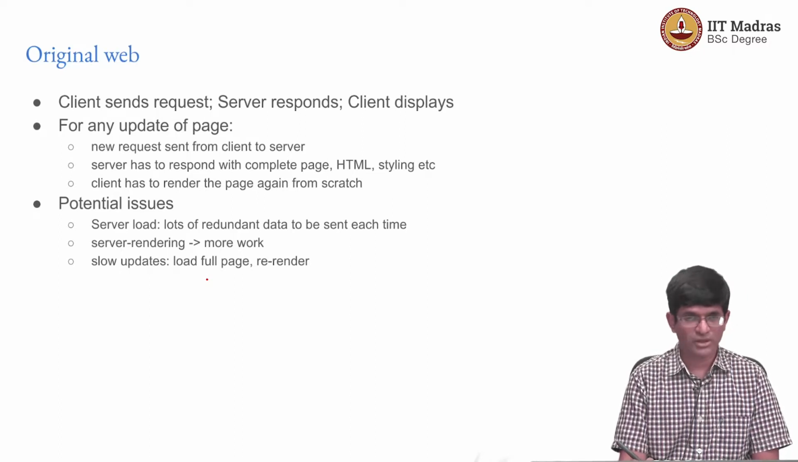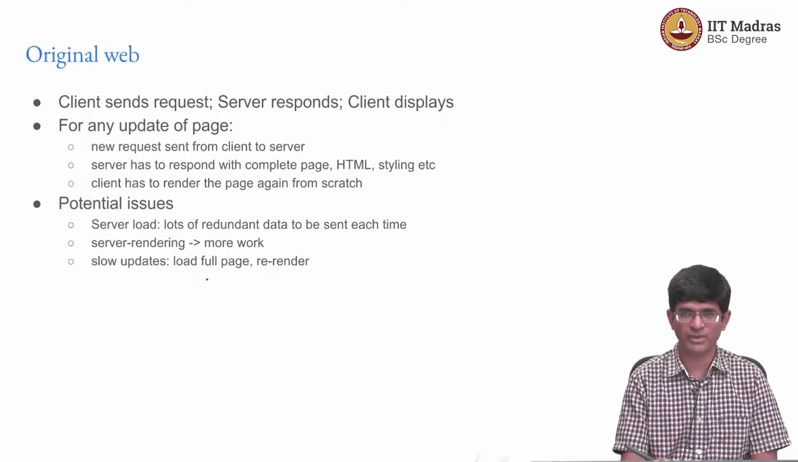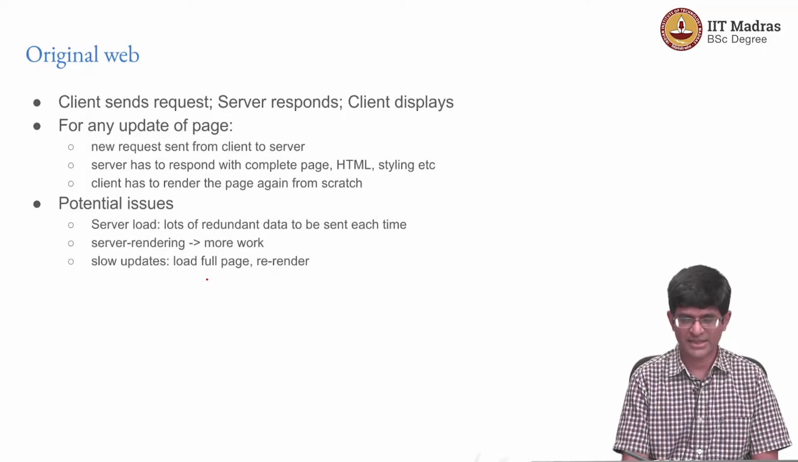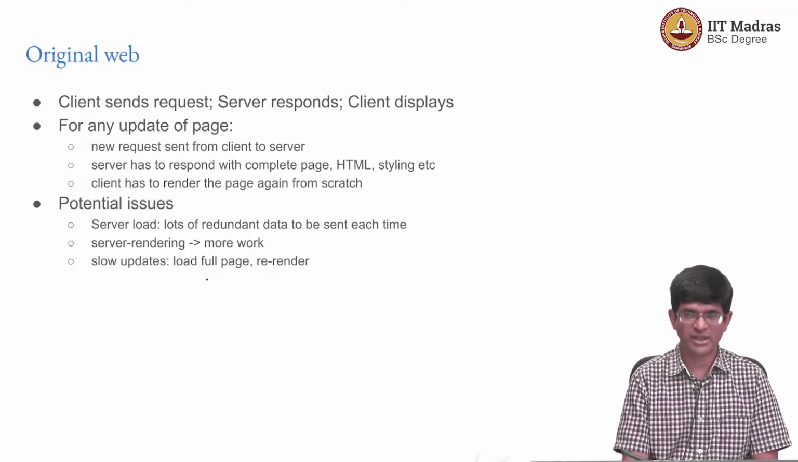So it once again goes through, parses the entire HTML file and displays it. So what are potential issues over here? There is some amount of server load in the sense that lots of redundant data is being sent each time, right? It's quite likely that many pages might have the same header, footer, copyright information, navigation bars, and so on. And all of that now needs to be sent again from scratch each time. But that's not really server load, it's more of network load, right? Because after all, the server is just picking up static files and sending them.